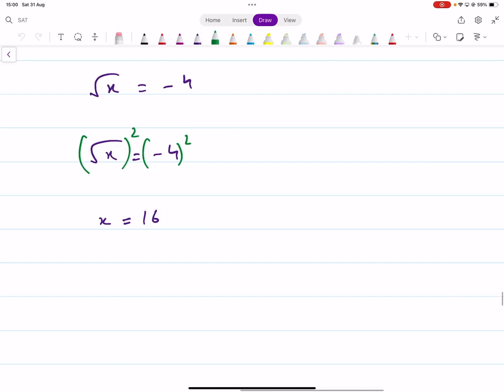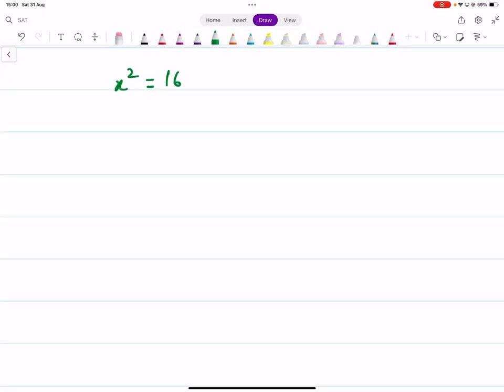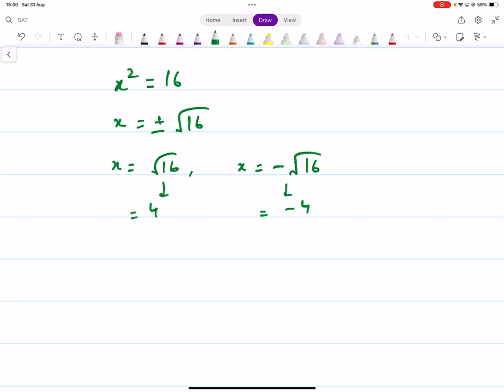By the way, probably you're not aware of this notation, so let me explain this as well. If you have x squared equal to 16, when we take square root on both sides, what do we get? X equals plus minus under root of 16. And then we break it down into two parts. X equals under root 16 and x equals minus under root 16. What does this give us? 4. What does this give us? Minus 4.